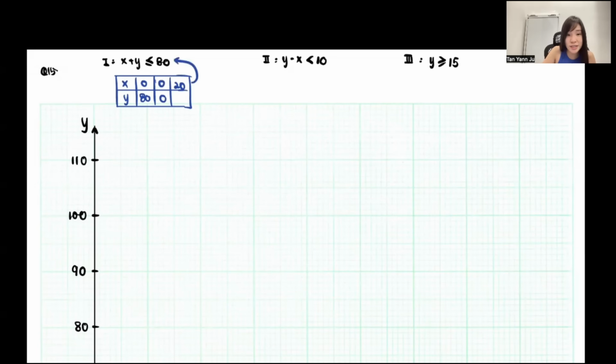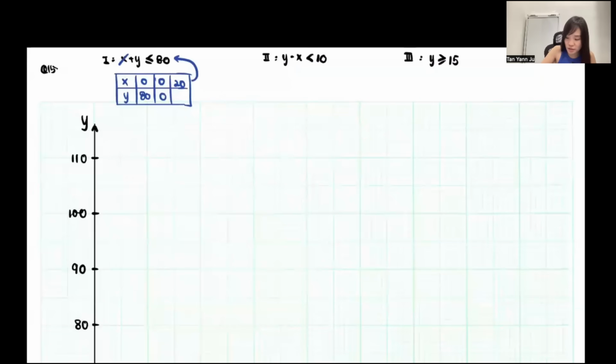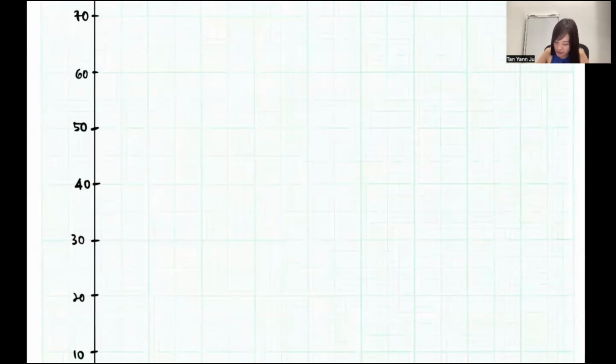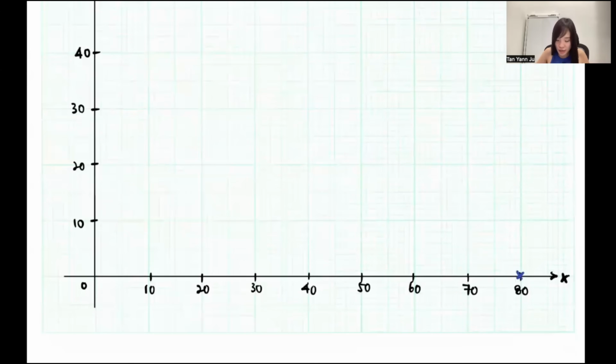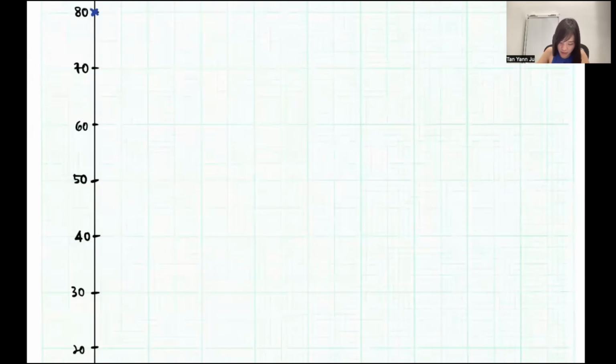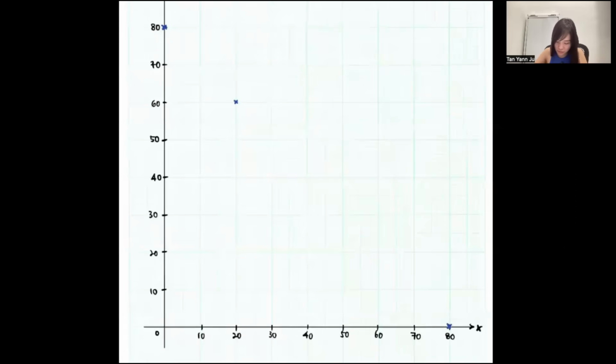If you sub x as 20, so guys, just imagine this one becomes 20. Plus 20, move it over, minus 20. 80 minus 20, isn't it? It will be 60 here. Let's draw it out. 0, 80 is the first point. Okay, sorry, this is 80. 80, 0 is the second point. And then 20, 60 is the third point.